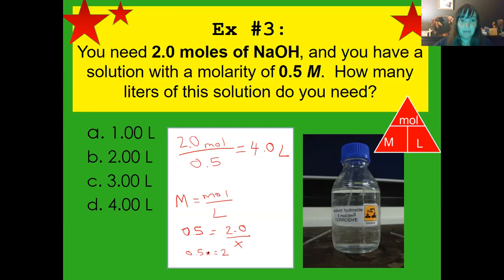Then divide both sides by 0.5 to get the x by itself. X equals 2 over 0.5. Same thing, equals 4.